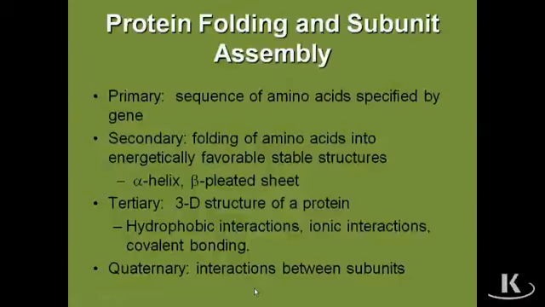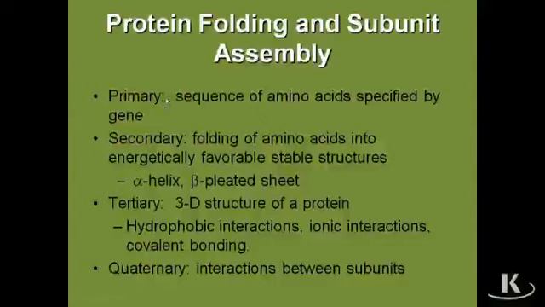Let's talk for a moment about how proteins are folded and how they get assembled. Now, there's different levels of structure that can happen for proteins. We consider a primary structure, a secondary, a tertiary, and a quaternary structure. So what does each level of structure dictate? Well, as you go from primary to quaternary structure, you're dealing with more complex interactions of the amino acids with themselves and then eventually with other proteins.